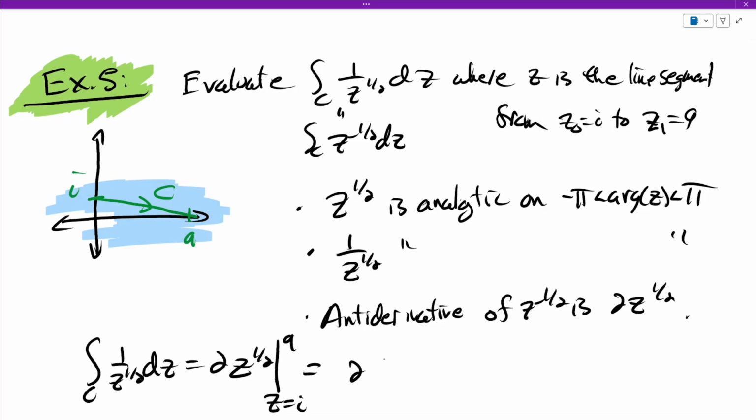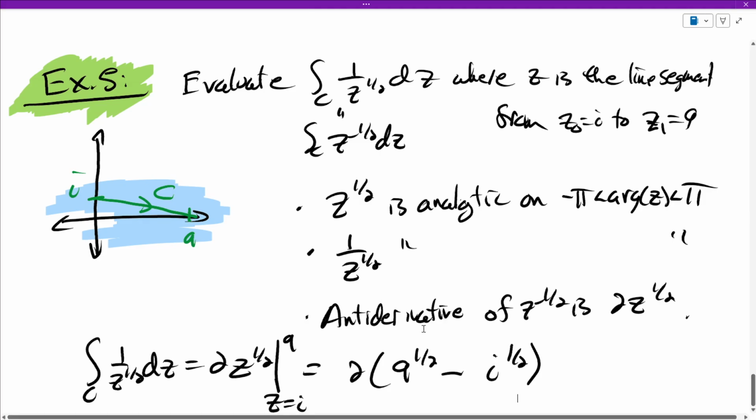And so we have twice 9 to the 1/2. Remember, we're taking the principal branch everywhere. So we're taking the principal value everywhere. So when you plug in an integer, or a positive real number, the principal value is just the normal square root. And when you don't, you have to go in and do the cosine and sine stuff.